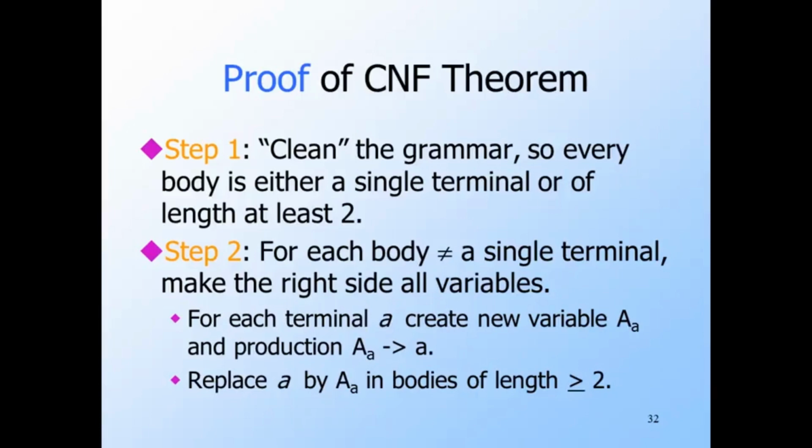The trick is simple. For each terminal little a, create a new variable that we'll call A sub a. The job of this variable is just to generate the terminal little a, so replace a in all bodies of length 2 or more by A sub a, and add the production A sub a goes to a. That is, of course, that.